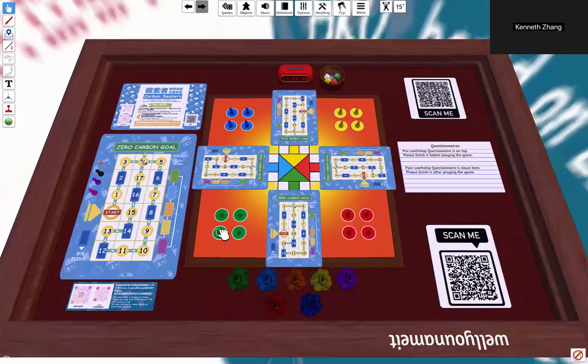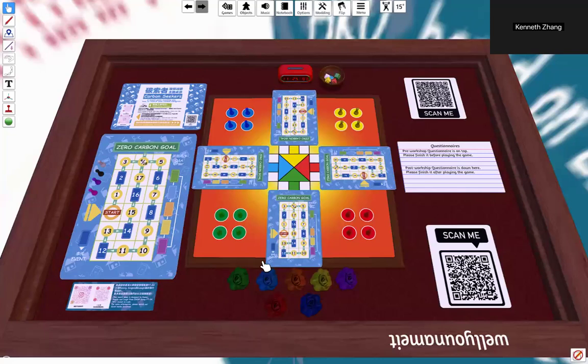So this is our game board, and if you want to play it as a team, you could play it here. But if the game is played by less than 4 players, then you could play it here. So here are 4 player indicators. Okay, so the function of dice is to determine the number of steps that a player can move each round.